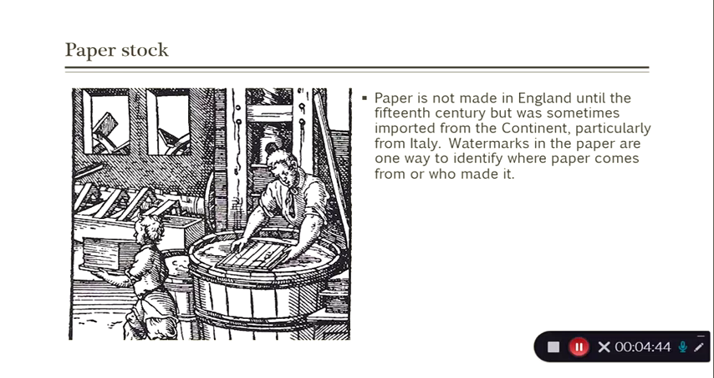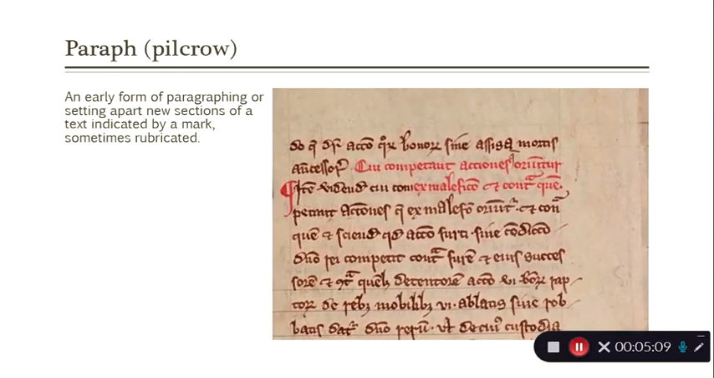Paraph. A paraph is sometimes also called a pilcrow. I tend to call it a paraph. It's a paragraph mark. So it's an early form of paragraphing or just setting apart new sections of a text indicated by a mark, sometimes rubricated. And you see the paraph mark there at the left, line 3 in the left margin. It's rubricated, which means it's in red ink. Rubricating means to write in red ink. So that's being highlighted as a new section of this text by a paraph mark.